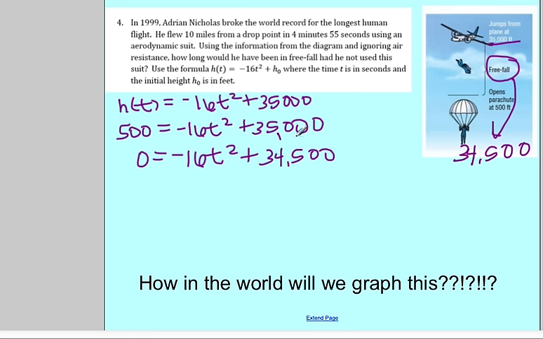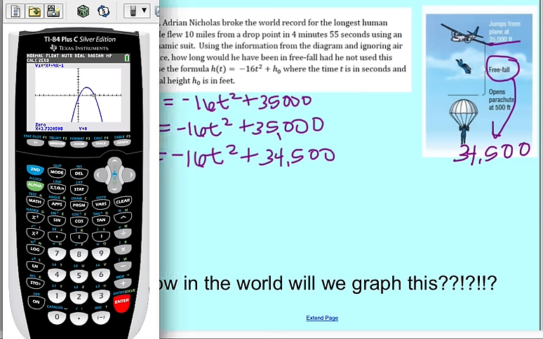Okay, and in order to solve this one, we're going to go ahead and graph it, and we're going to figure out what our solution would be. So we're going to find those intercepts. So let's go ahead and graph this one and find the solution. So we go back to our y equals. We're going to clear it out. We'd have negative 16, and I know it's t, but we use x squared, plus 34,500.